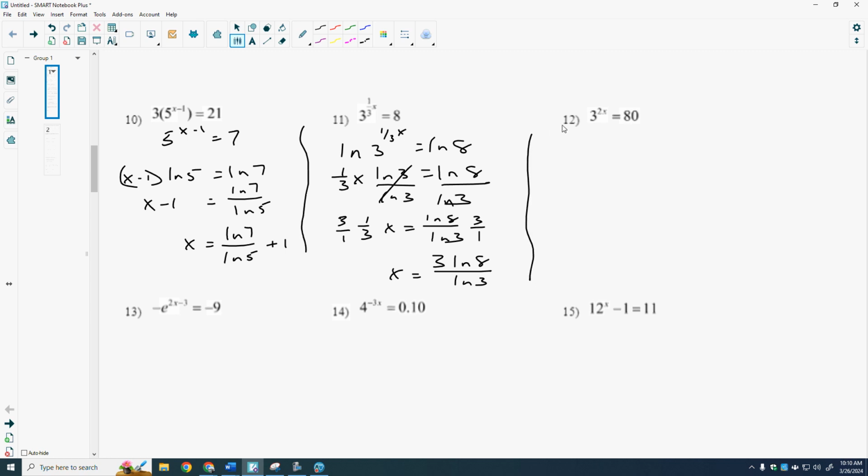Notice these are the same question, but one has a fraction in the exponent, one doesn't. But the steps are the same. So I'm going to skip this step. I'm just going to go 2x because I know that 2x goes in front. Divide both sides by 2 and by ln 3 because they're both being multiplied.